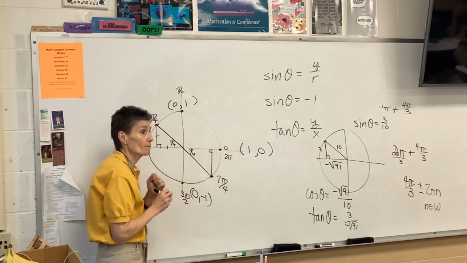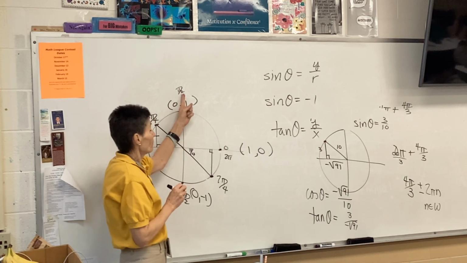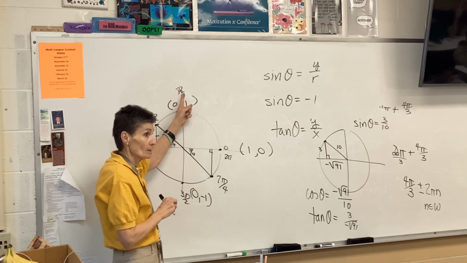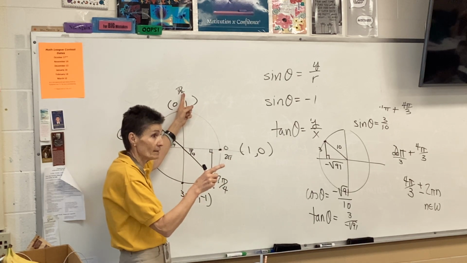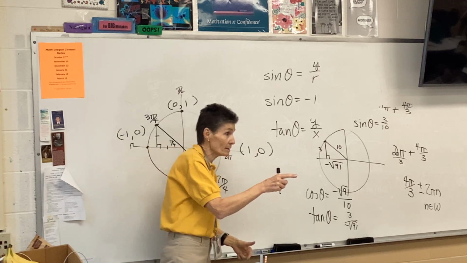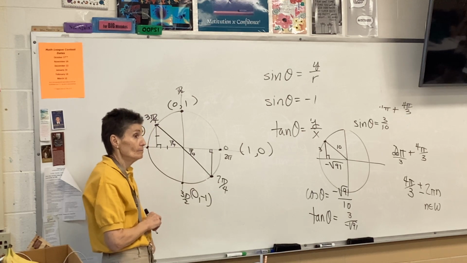Julia? How do you know it's pi over 4? Well, pi over 2 is 90. So pi is 180. Half of pi is 90. Half of that will be 45. So half of a half, 1/4.